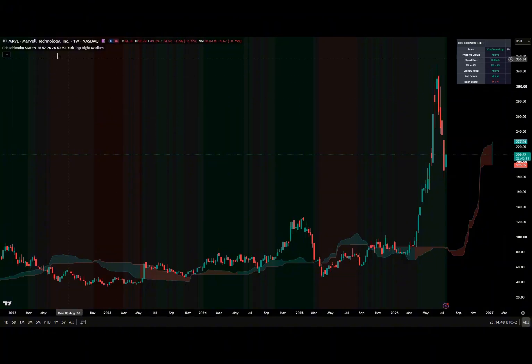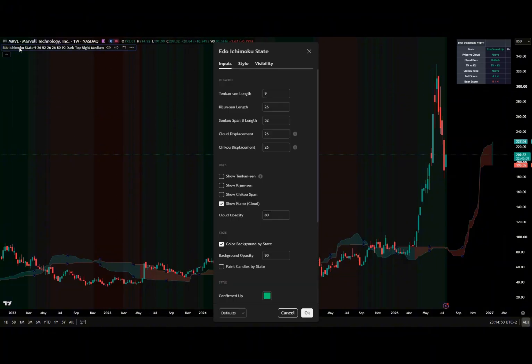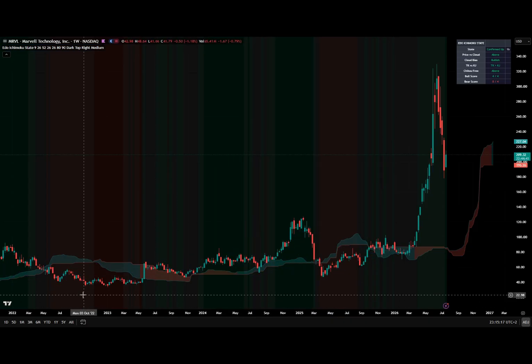Let's open the settings and go through them. The first block is the classic Ichimoku lengths, 9, 26 and 52, with the 2 displacements. By default only the cloud is drawn, to keep the chart clean, but you can turn the individual lines back on. The tenkan, the kijun and the lagging span appear, if you want the full Ichimoku behind the state. On Marvel Weekly you can see them draw over the cloud. Cancel puts it back to clean.